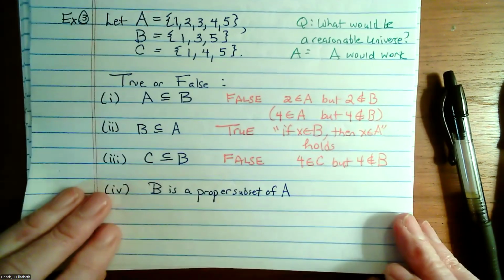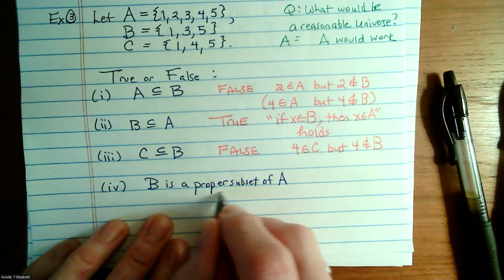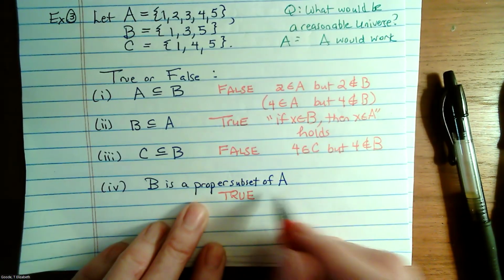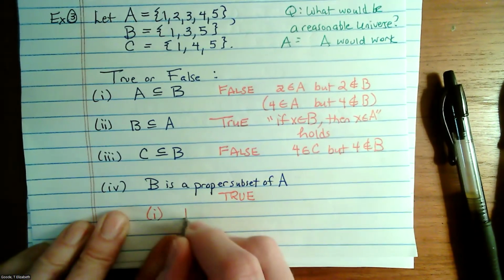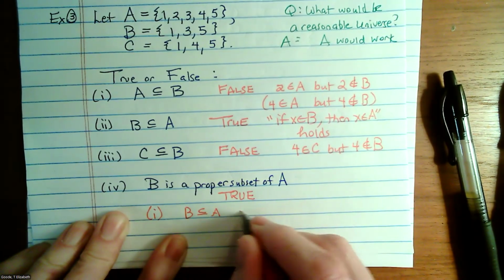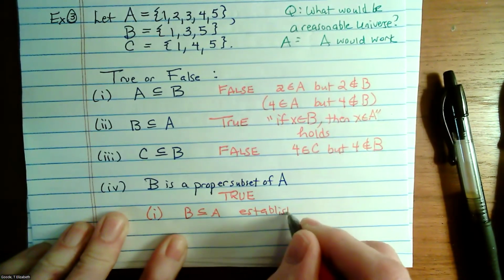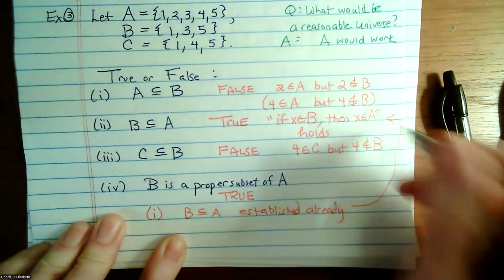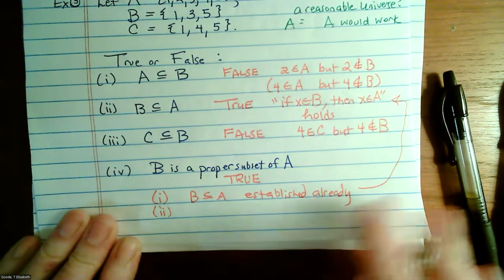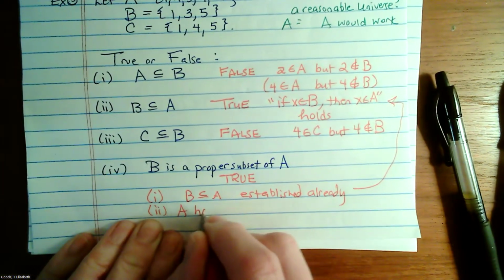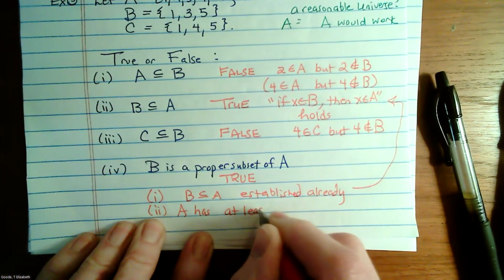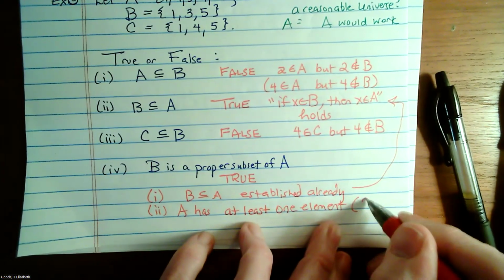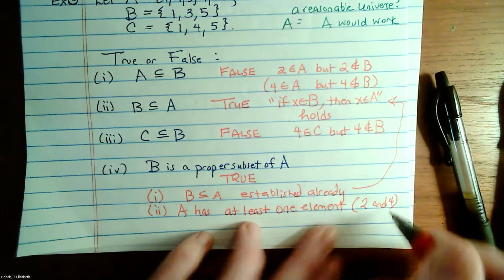I know we're running out of time, but let's just finish this, and I'm going to flash you with something that will help you later, and we'll pick it up on Wednesday. B is a proper subset of A. Why? Well, one, B is a subset of A, was established already, up here. And two, A has at least one element, in fact, a couple, 2 and 4, that are not in B.